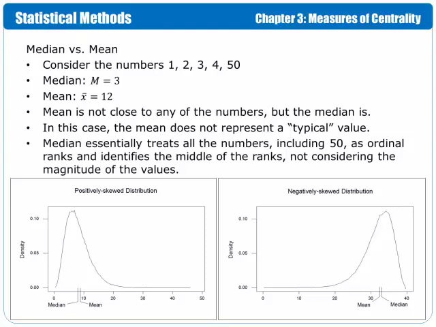Consider the numbers 1, 2, 3, 4, and 50. Essentially, we have two different groupings, 1, 2, 3, and 4, and then we have 50, which is far away from the rest of the numbers. If we look at the 50 as kind of an outlying value, we could call it an outlier. Then the median is computed as 3.